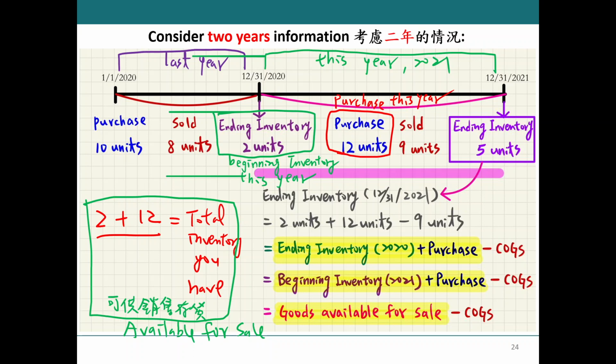Then later on I sold 9 units to customers. For that 9 units we sold to customers, what do we call it? Cost of goods sold, okay? So the inventory we sold to customers is cost of goods sold, right? Total inventory we have 14. Then we sold 9, right? You sold 9 means what? You still have 5 unsold, right?